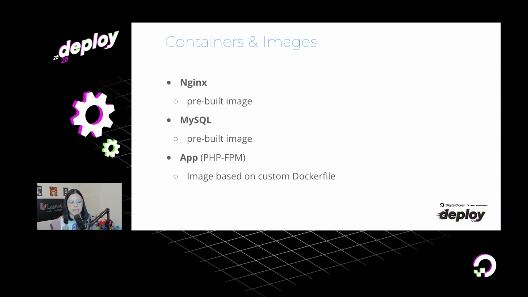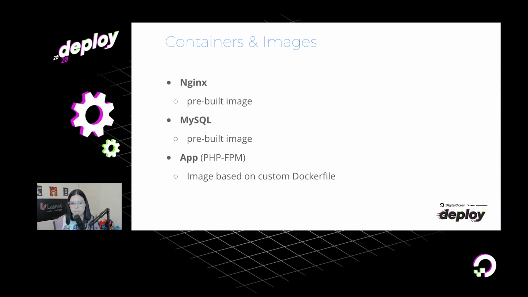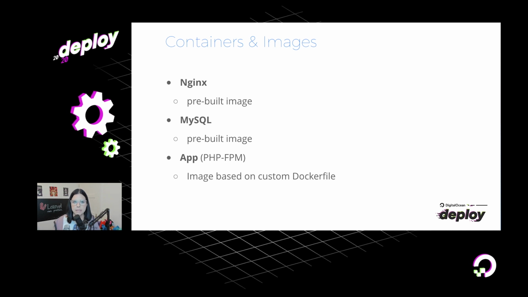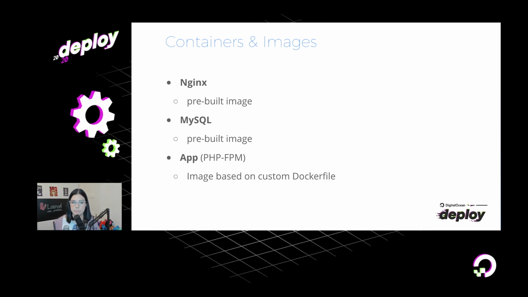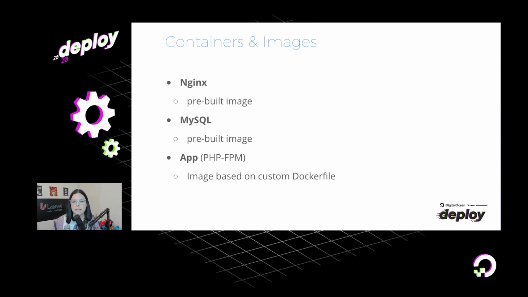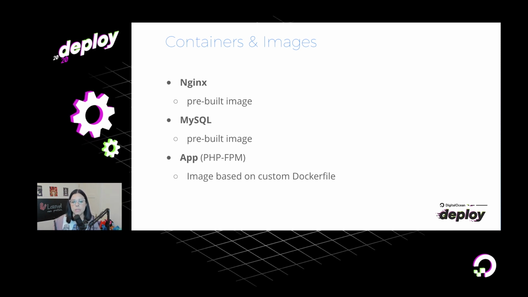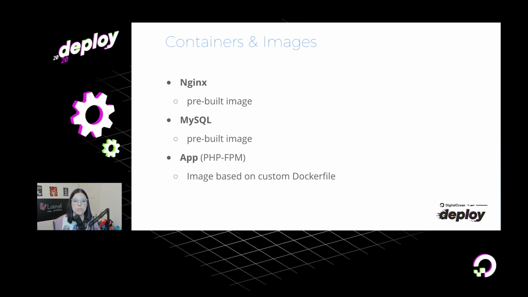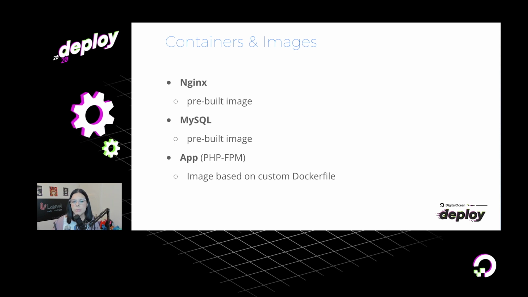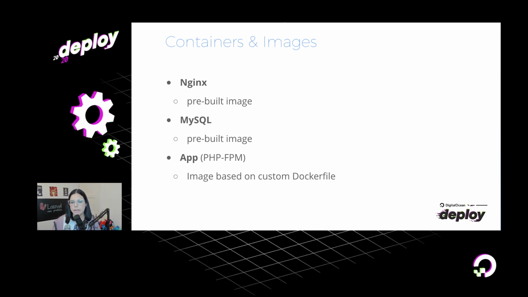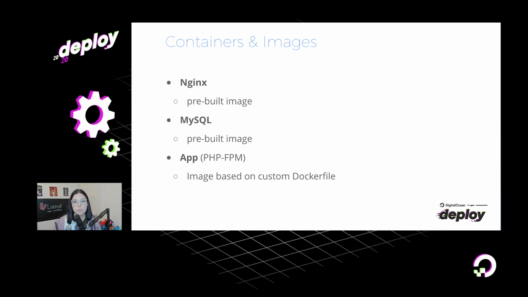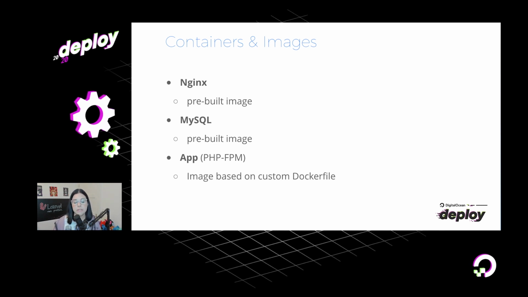So how does that translate into containers and images? We're going to need 3 different services: Nginx, MySQL, and app, which will be the PHP container. The Nginx and the MySQL services will both be using a pre-built image from Docker Hub. We don't need to customize anything. But for the application, we're going to need to create a custom Dockerfile to create an image that has Composer on it, and also the extensions we need.